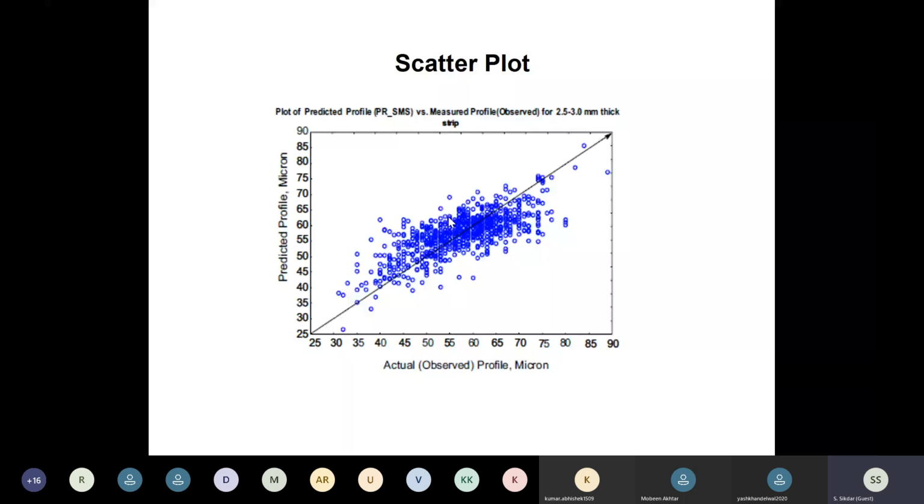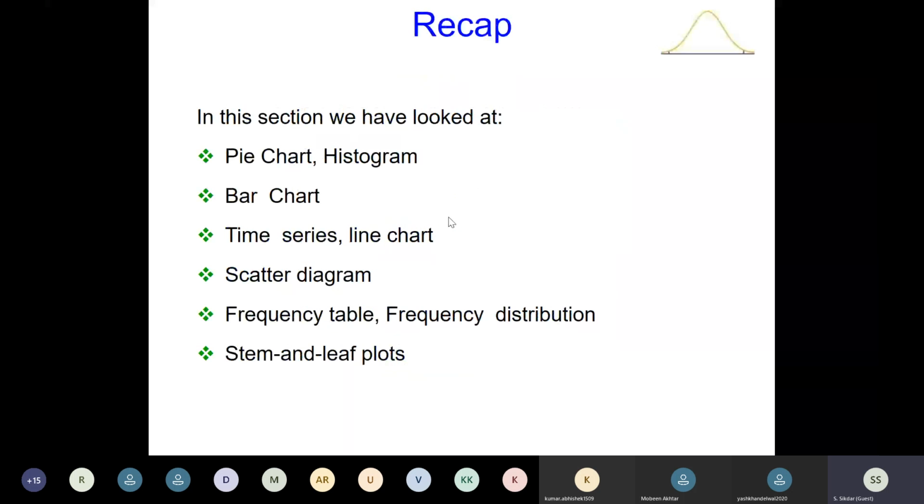In short, I tried to explain the pie chart, histogram, bar chart, time series, and scatter diagram. The frequency table, frequency distribution, and stem and leaf plots we already did earlier. With this, I come to the end of today's lecture.